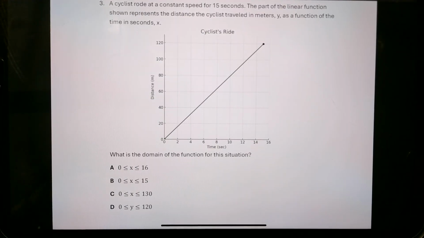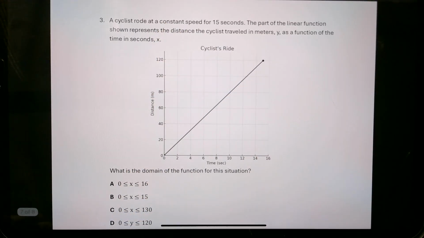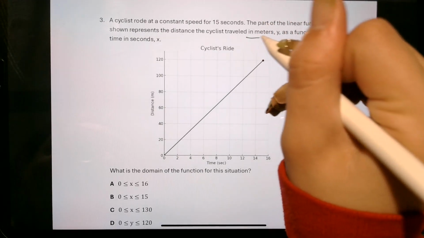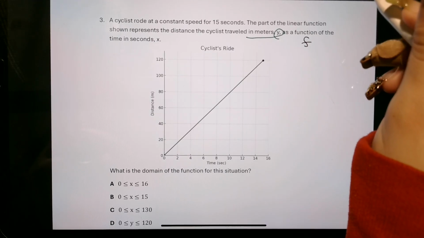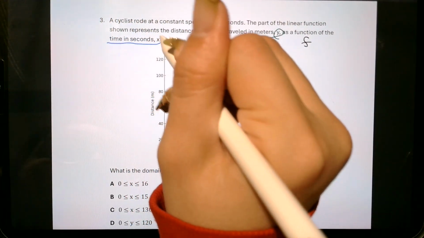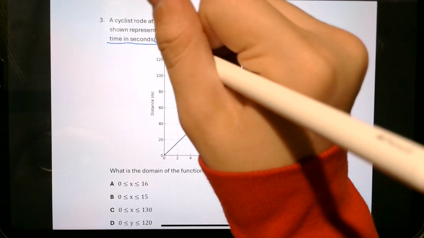So question 3 says a cyclist rode at a constant speed, I know it's linear, but that's just bonus information, for 15 seconds. The part of the linear function shown represents the distance the cyclist traveled in meters, y, as a function of the time in seconds. Time in seconds is x. Yep, that checks out. That's our x. And distance in meters, yep, that's our y.